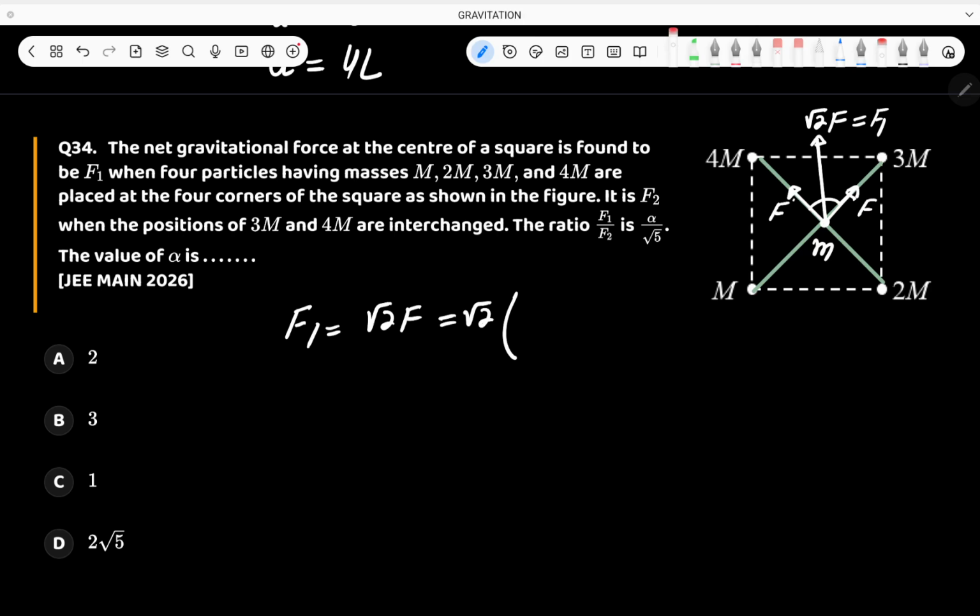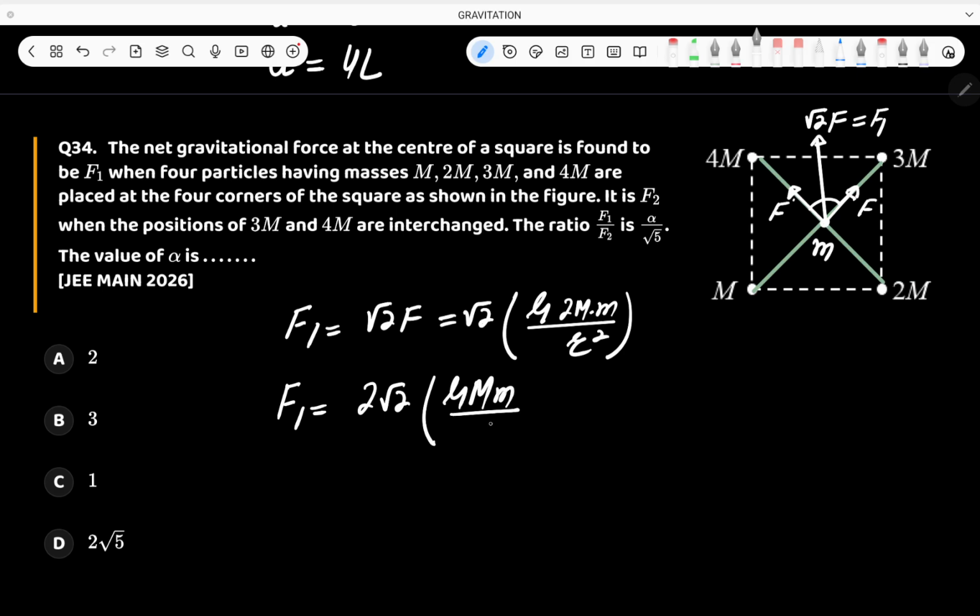Where did this twice m come from? 4m minus 2m is equal to twice m. 3m minus m is also equal to 2m. So this force will be equal to what? It will be equal to G capital M, or rather twice m into small m, divided by the distance from the center, r square. So this is F1. Let me rewrite it like this. F1 is equal to 2 root 2 multiplied by G capital M small m divided by r square. This is the initial force on the particle placed at the center of the square.